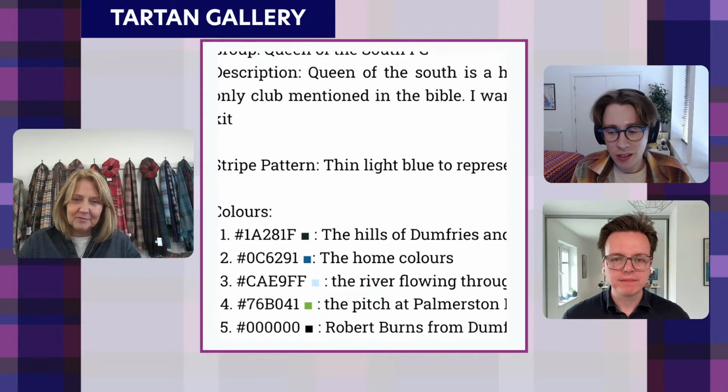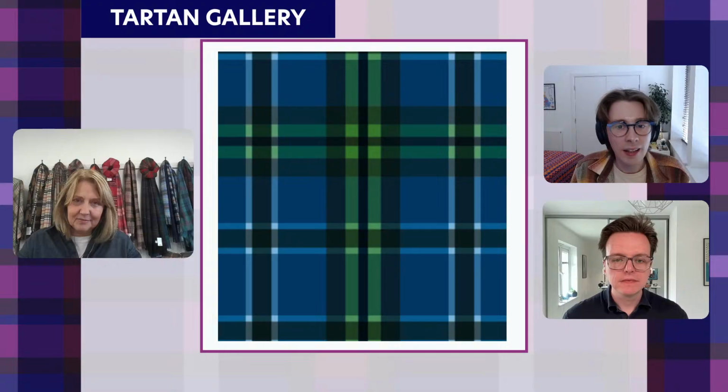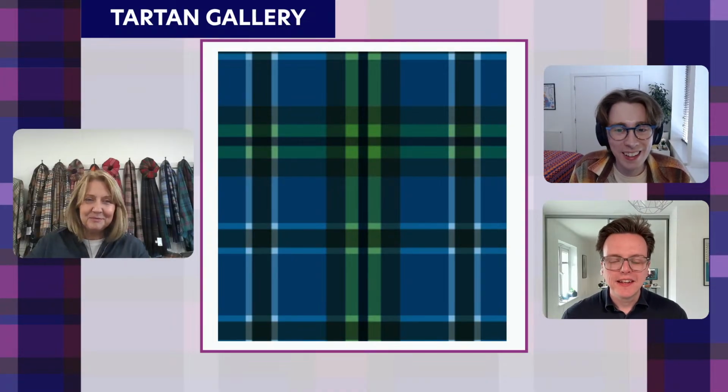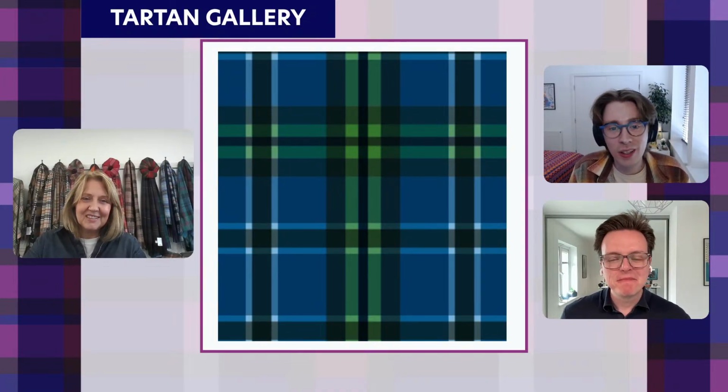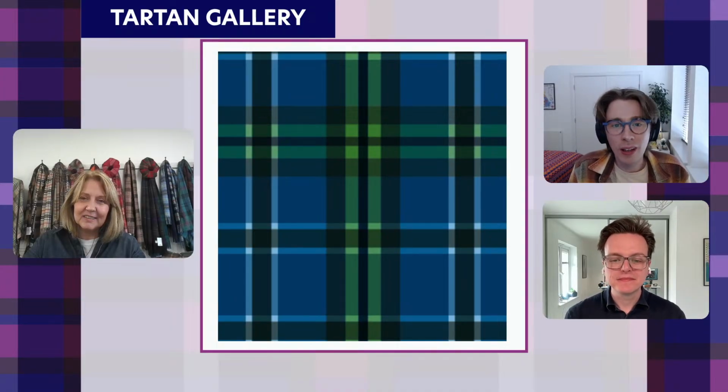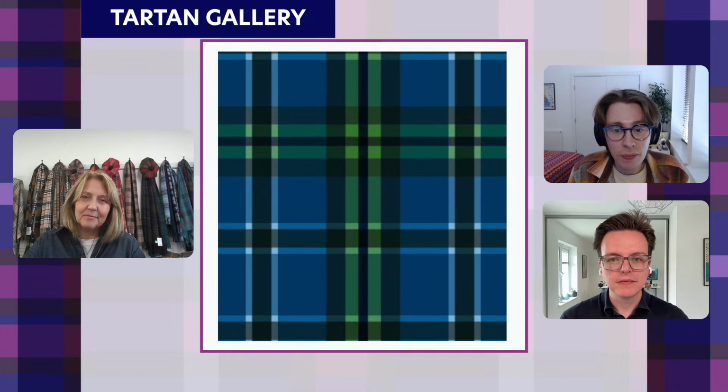So this next tartan has arrived, and this tartan is from Josh, and Josh has created a tartan for the football club that they support, Queen of the South. Josh has said that this is a historic club, and Josh would like to imagine what their kit would look like if it was a tartan. But Josh hasn't just taken the brand colours of this football club. Josh has thought about the land in which the club is sited. So it's based in Dumfries and Galloway, in the Scottish borders, near England.